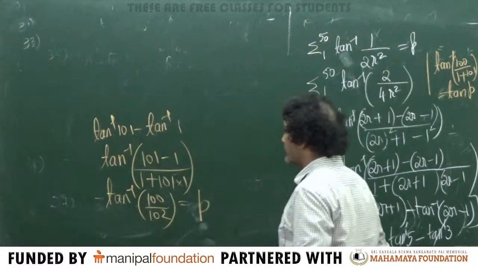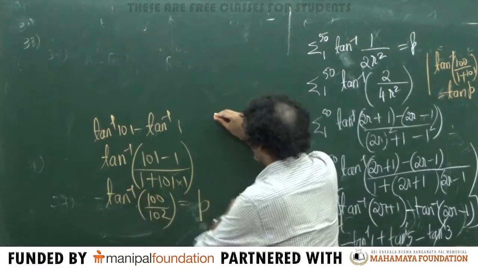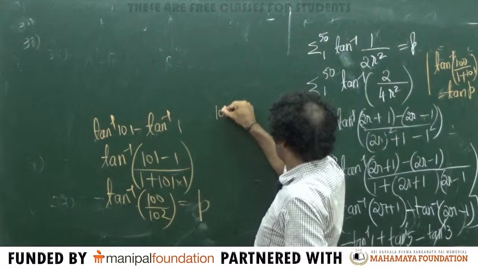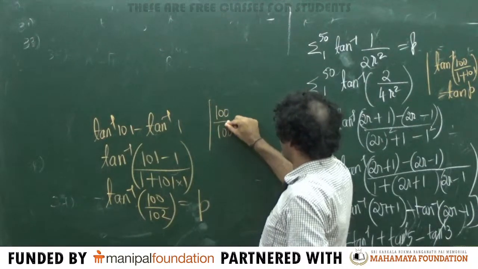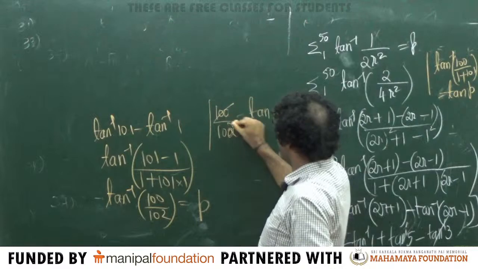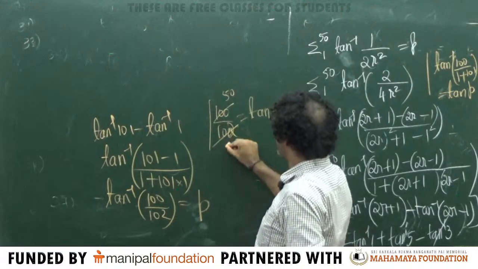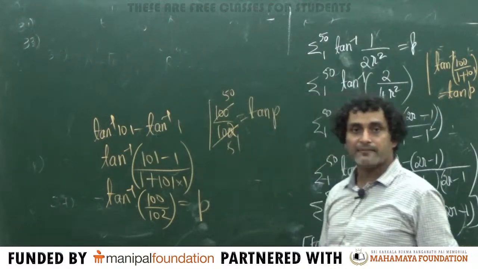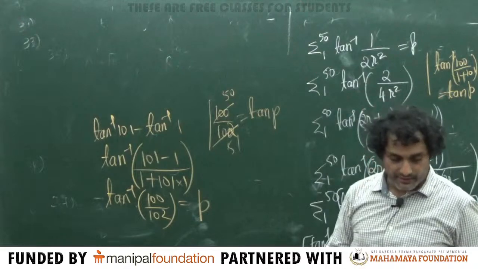How will P go to the other side? Or tan inverse go to the other side? 100 by 102 is equal to tan P. So this is 50 and this is 51. Therefore, tan P is 50 by 51. This is how you do it.